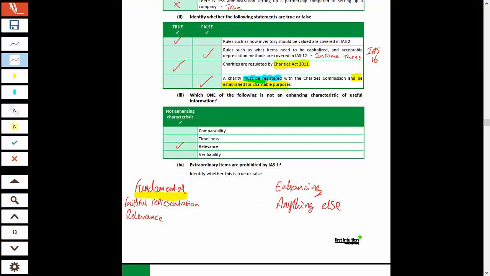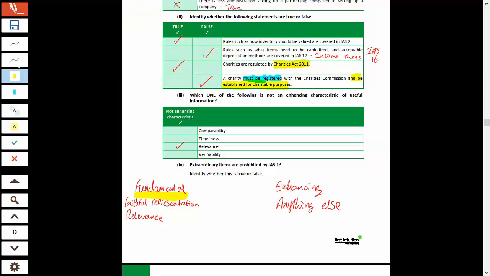Comparability, timeliness, verifiability. So when we look at faithful representation and relevance, we say these are fundamental because they are critical. They are a key part of the foundation when we're producing financial statements. Of course, the statements and information we produce need to be relevant. Of course they do. And they also need to faithfully represent the position of the company and any events that have taken place.